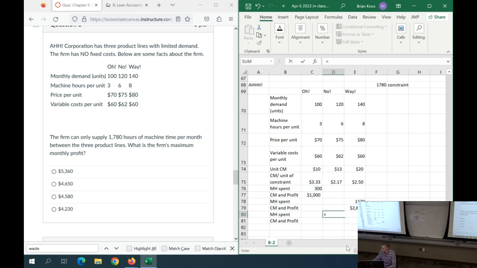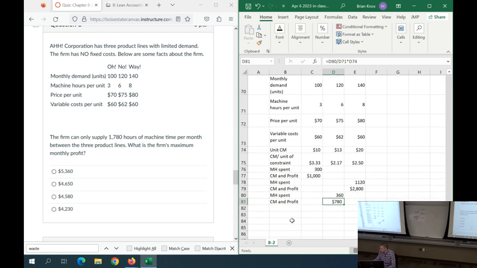So what we need to do is just take the remainder after we've used the 300 and the 1120, and we can only spend the last 360 machine hours. Now they equal 1780. And so we can only produce that many of the no product. So 360 machine hours means 60 units times $13 of contribution per unit. So we're earning $780 from that.